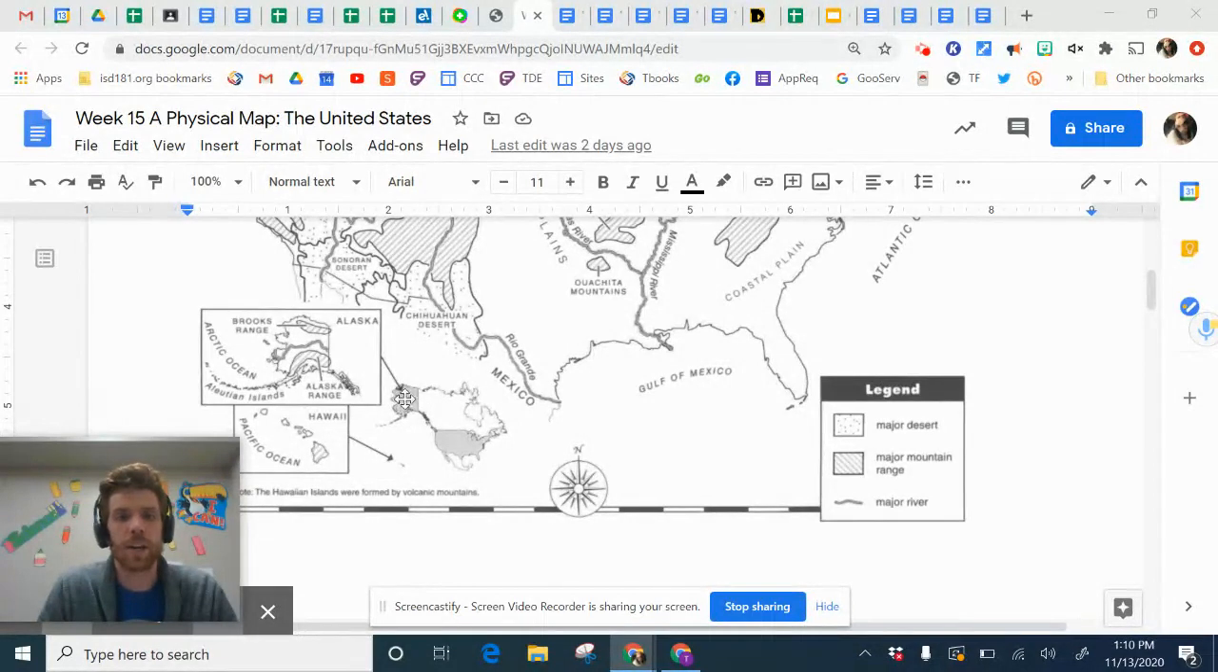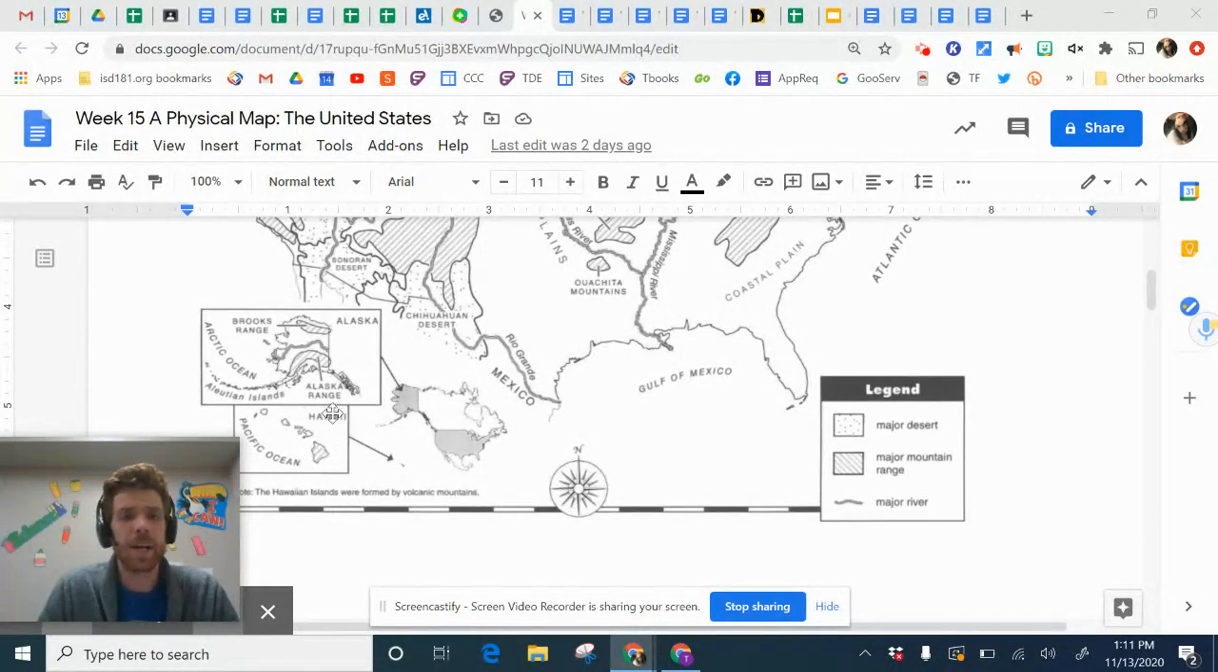So right here is Alaska, so we pulled that out and there's an arrow, and Hawaii is way out in the Pacific Ocean, and so they pulled that over here. Now, on our legend today, we have major deserts, major mountain ranges, and major rivers to be highlighted. Look at Hawaii out here. Hawaii is a volcanic island, so of course it is mountainous, so it's a major mountain range right there.